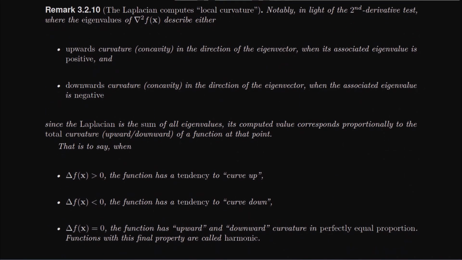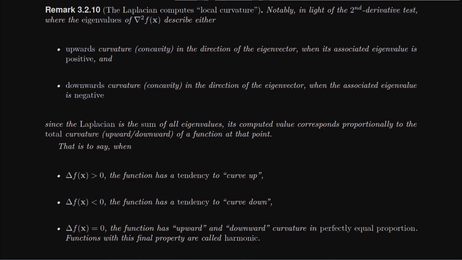The Laplacian computes the local curvature of a function. It gives a single number which describes the local curvature of a function. And this is basically in light of the second derivative test, where the eigenvalues of the Hessian were describing concavity upwards in the case when the eigenvalues were positive, and concavity downwards in the case when the eigenvalue was negative.